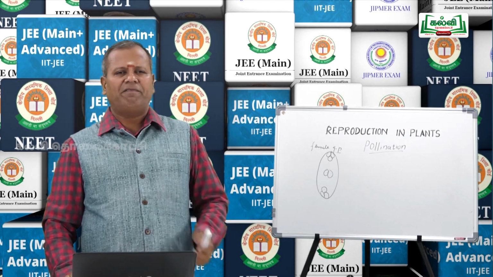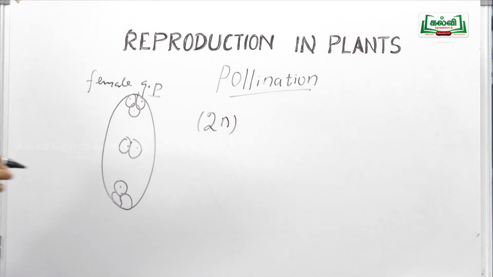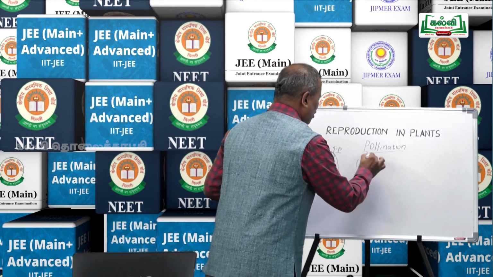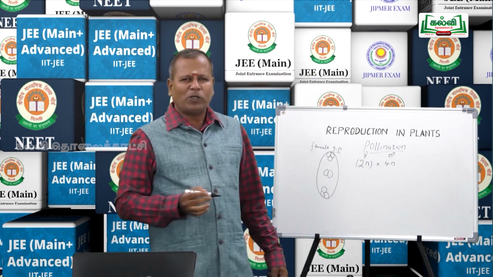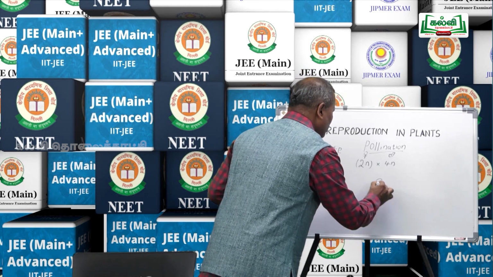Question number 5. When a diploid female plant is crossed with a tetraploid male, the ploidy of endosperm cells in the resulting seed is. Read the question once again. When a diploid female plant, diploid meaning 2 sets of chromosomes, is crossed with a tetraploid male, the male being tetraploid in nature. The question is the ploidy of the endosperm cells in the resulting seed.